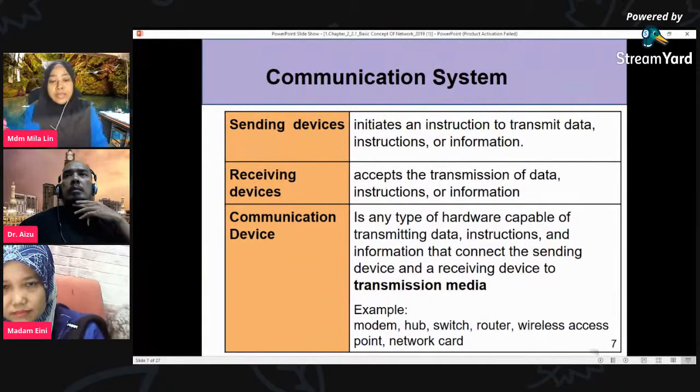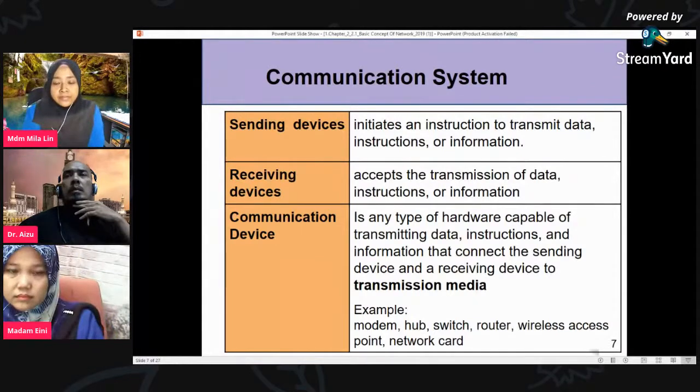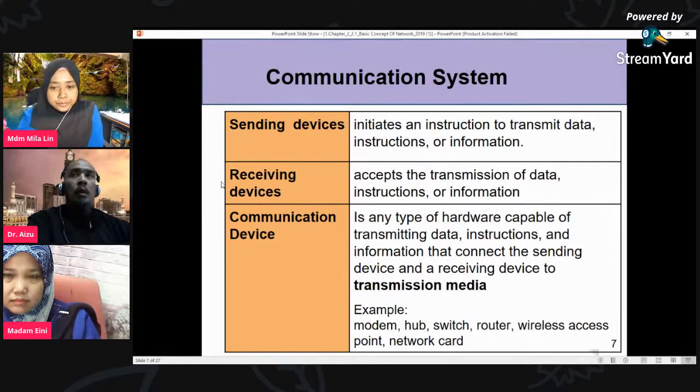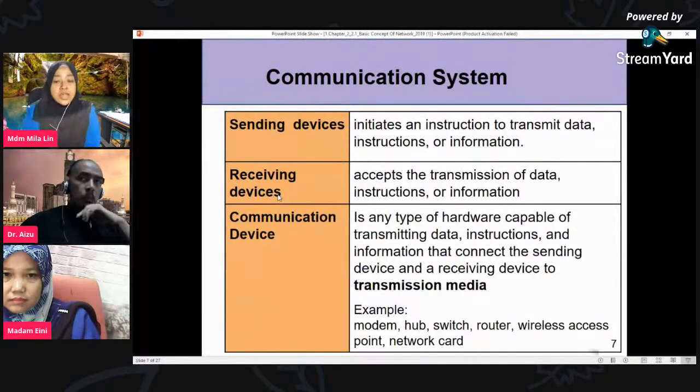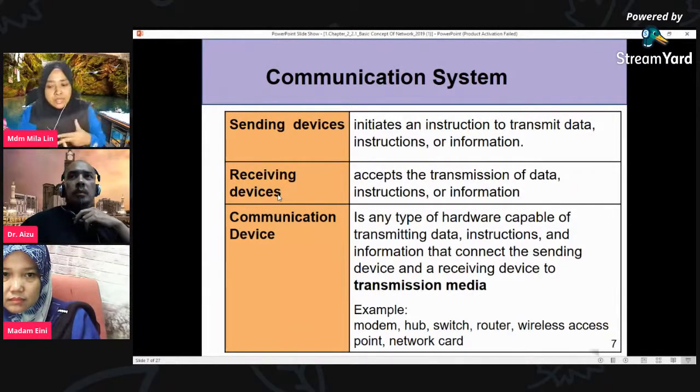Communication system. Okay, as we mentioned just now, each device has its own task, whether as a sending device or receiving device. So a sending device initiates an instruction to transmit data, instruction or information, while a receiving device receives the information. And a communication device is any type of hardware capable of transmitting data, instruction, and information that connects the sending device and receiving device to a transmission media. Examples of communication devices are a modem, hub, switch, router, wireless access point, and network card. This is what we call a device.